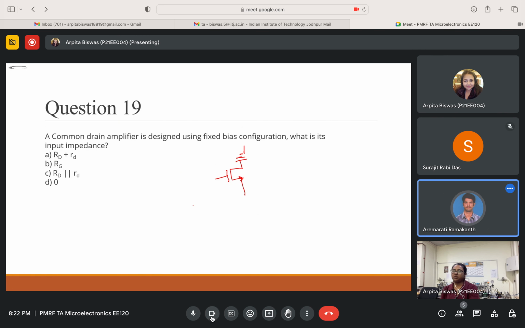Yes. Your input is going from the gate and you are calculating the output on the source side. In a common drain amplifier design, what is the input impedance? The input impedance here, the MOS structure, is RG. So the input impedance tends to infinity, and if it is self biased, there an RG is also present. Then this Z value, which is infinite, in parallel with this RG value, is equal to RG.